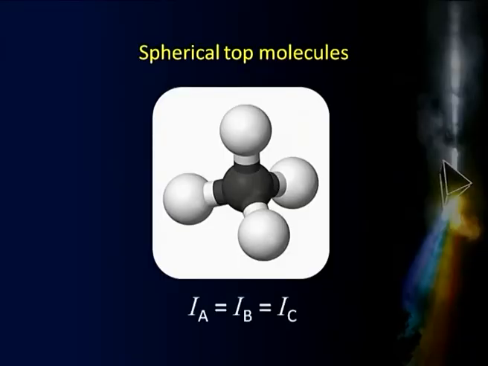So, such molecules are called symmetric tops. If I move further, a molecule like methane is highly symmetric. Irrespective of which direction I look at, along the A axis, B axis or C axis, I will find the moments of inertia are equal. Such a symmetric molecule is called a spherical top molecule.